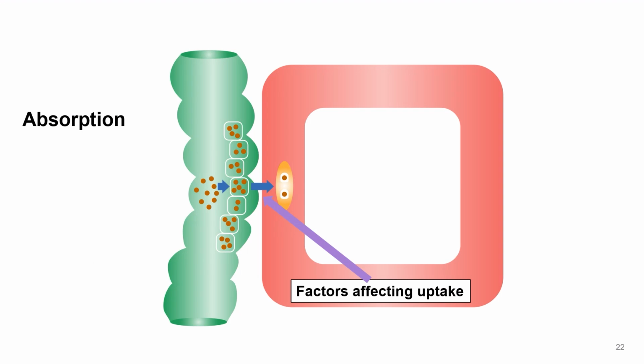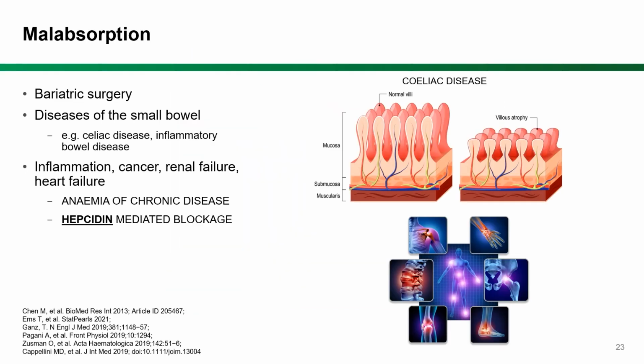Then there are factors affecting the uptake of iron on the other side, on the circulation side of the duodenum. These may be factors such as surgery, where part of the small bowel has been removed, as in bariatric surgery, where there are diseases of the small bowel, such as celiac disease or inflammatory bowel disease, or any other disease such as inflammation or cancer, infection, renal failure, where you have anemia of chronic disease and a blockage of iron absorption by a hormone called hepcidin. And a little later, I'm going to tell you more about this.